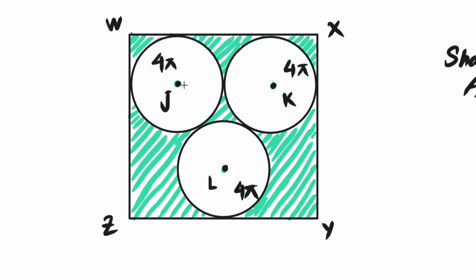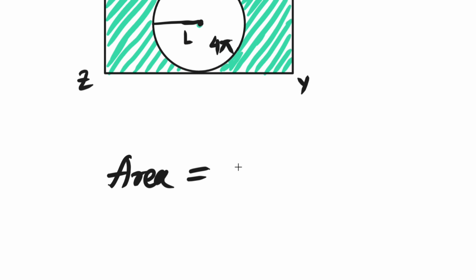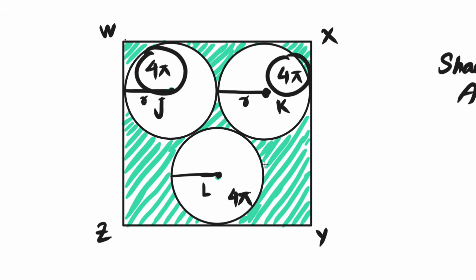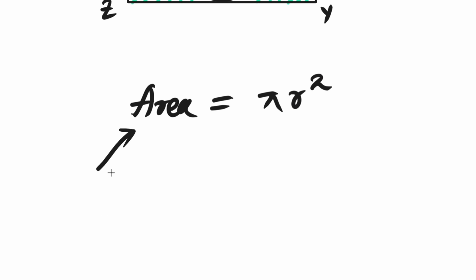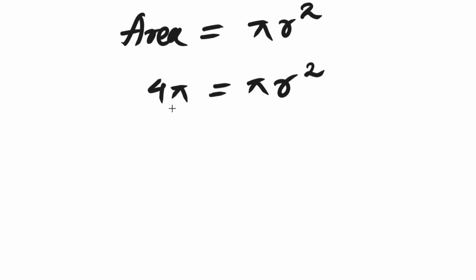Let's begin with the radius of each circle. Since the circles are identical, they all have the same radius. Let's call that radius r. Now recall the standard formula for the area of a circle. The area equals pi multiplied by r squared. We are told that the area is 4 pi, so let's substitute that directly into the formula. We get 4 pi equals pi multiplied by r squared.